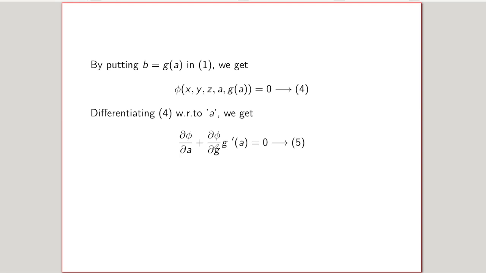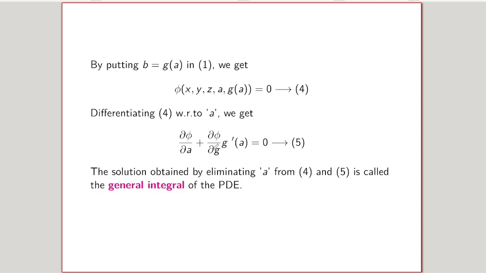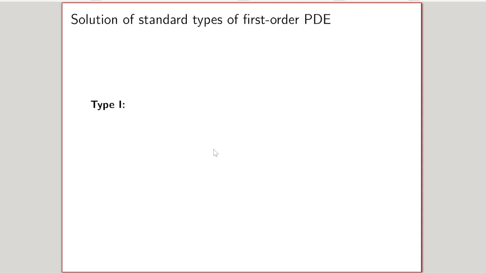So if I am differentiating phi with respect to a, first I have to write dou phi by dou g and then g dash of a. And note that g is dependent only on a, so here I'll write an ordinary derivative. Now, eliminating the constant by solving these two equations, we can get the general integral. Eliminating a from equations 4 and 5, we will get the general integral of the PDE.